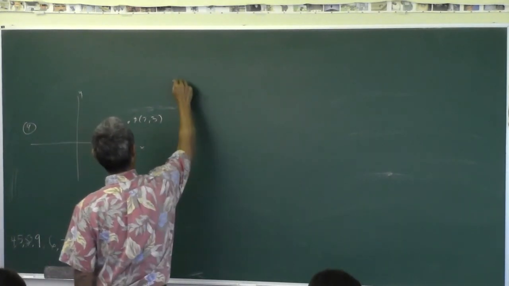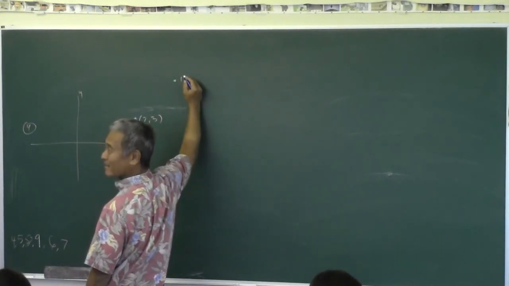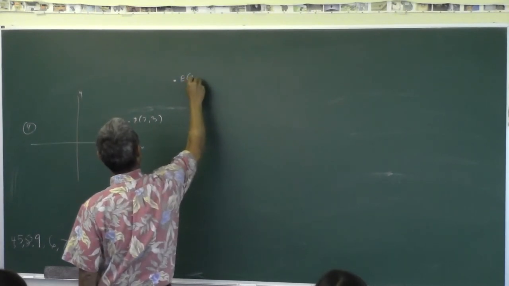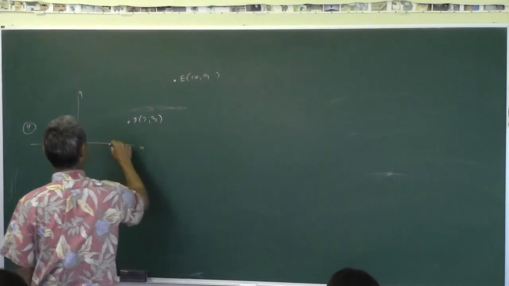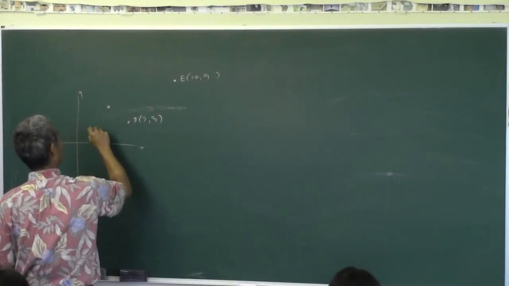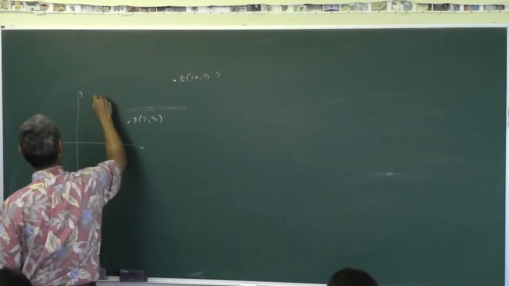Where would 10, 9 be? Somewhere over here? What letter is that? E. 10, comma, 9. And F, 5, 5. Where would 5, 5 be? 5, 5 would be somewhere over here. What is that called? F.